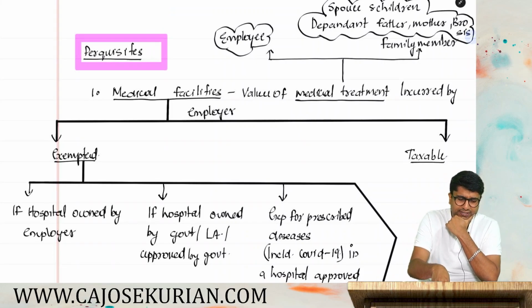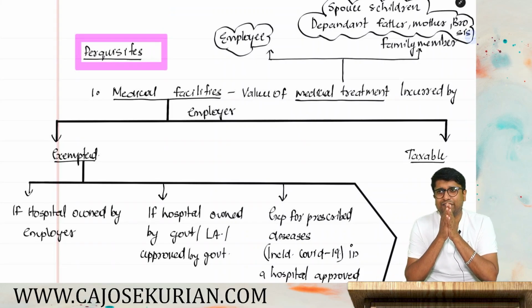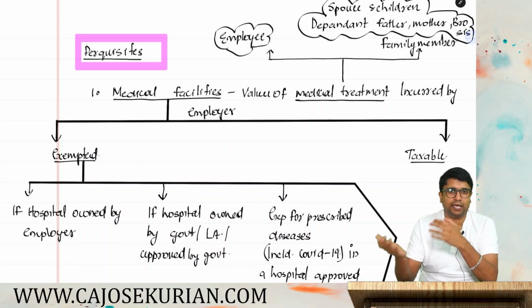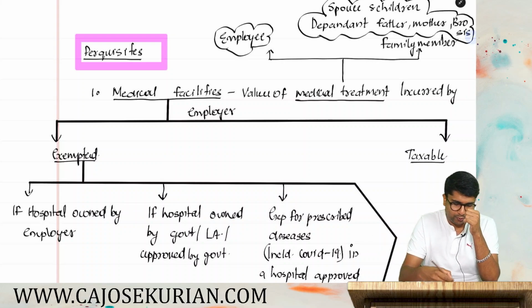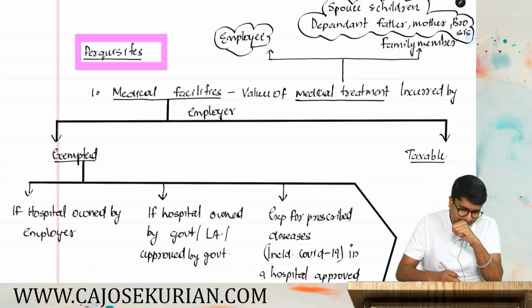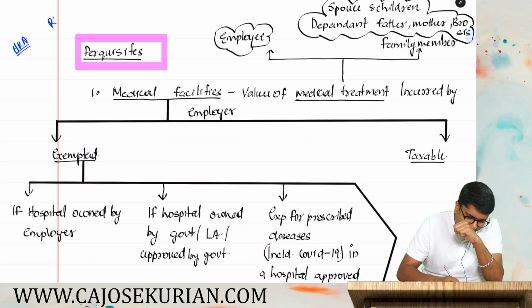Simply means, friends, perquisite means a facility provided by the employer to the employee. Say for example, I will tell you the difference between perquisite and allowances. Say for example, house rent allowance is there and rent-free accommodation is there. What's the difference between house rent allowance and rent-free accommodation?